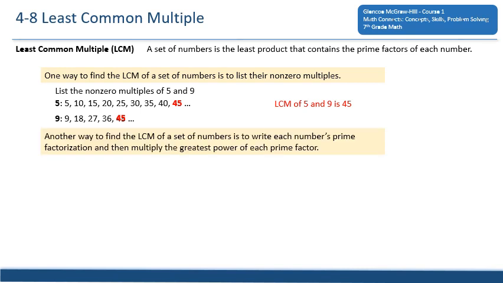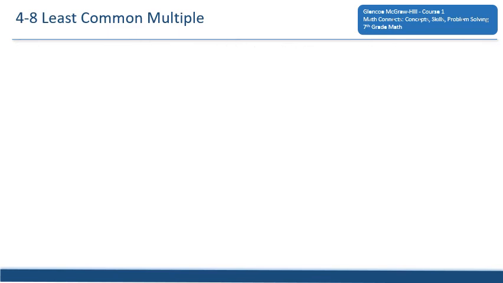Another way to find the least common multiple of a set of numbers is to write each number's prime factorization and then multiply the greatest power of each prime factor. So list the prime factors of 5 and 9. 5 is 5. 9 is 3 times 3, or 3 squared. The least common multiple of 5 and 9 is 5 times 3 squared, or 45.